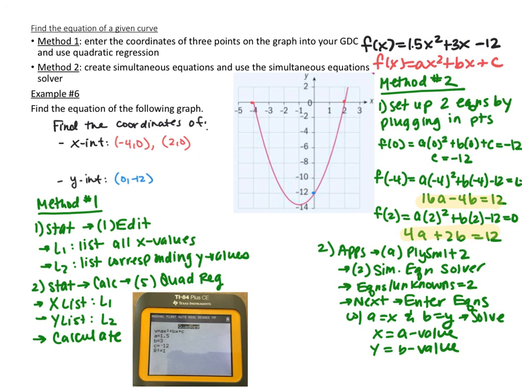So that's two different methods to use your graphing calculator in order to find the equation of a parabola based on 3 points. You have to have at least 3 points, whether it be 2 x-intercepts and a y-intercept, or a vertex, or whatever 3 points you can read off. So this has been problems involving quadratics, including writing equations of quadratics and using equations of quadratics to model.